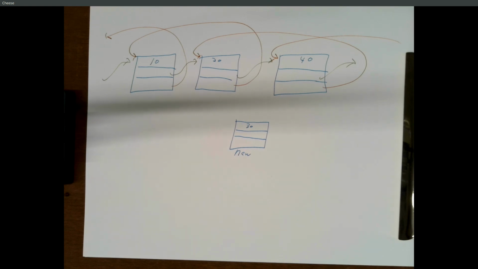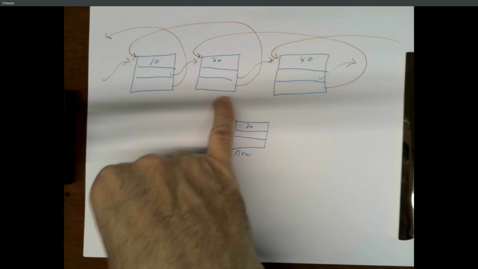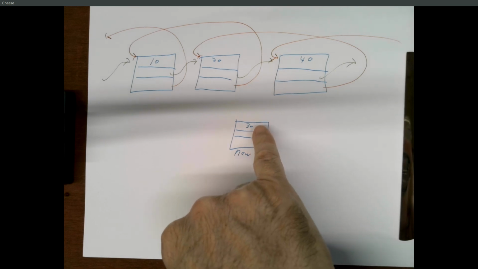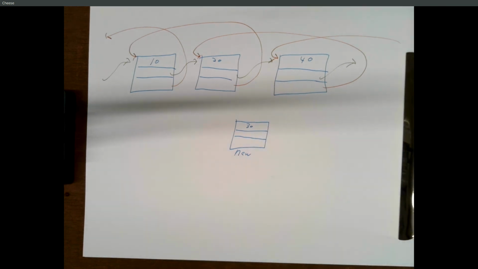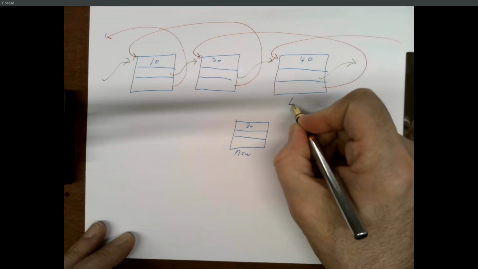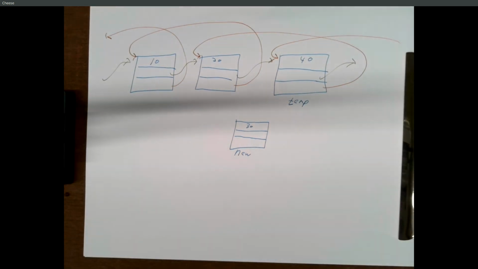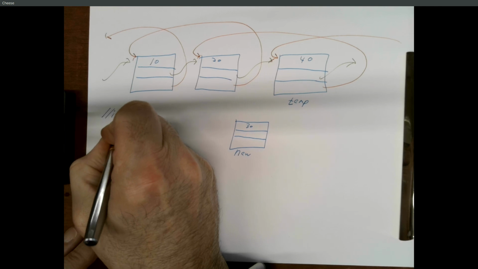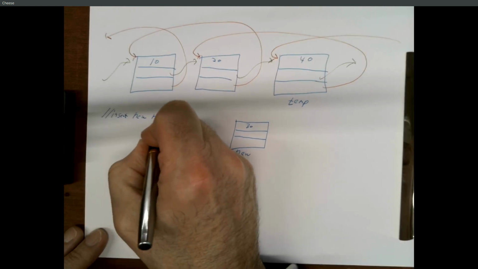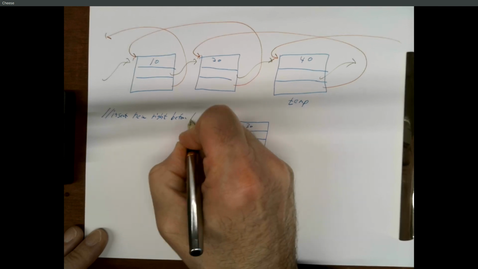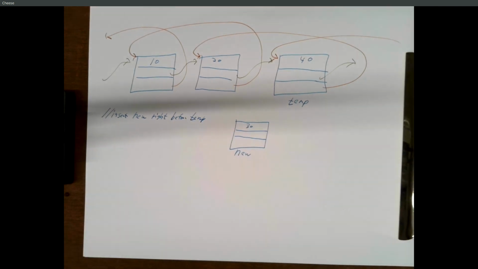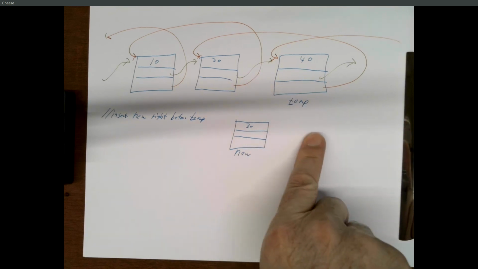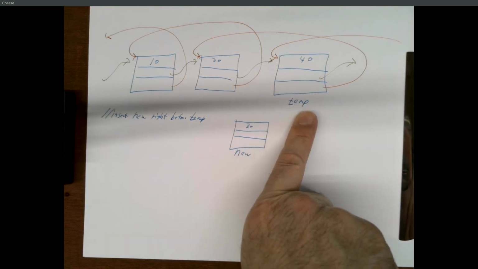Now we're going to do the same thing we did usually, but we're not going to keep a pair of pointers. We're just going to walk through and find the first node whose data value is bigger than 30. Okay, and I'm going to call this temp. So while temp is not null, if temp data is bigger than new data, then insert new right before temp. So we want to squeeze this in right before temp. And all we need to know is what temp is and what new is.